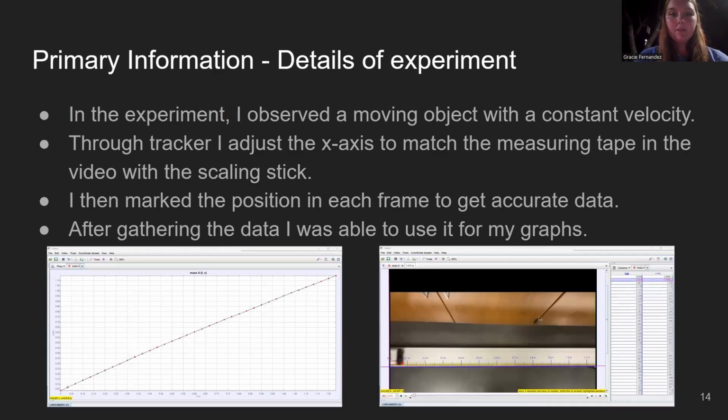In the experiment, I observed a moving object with a constant velocity and collected the data through Tracker. I adjusted the x-axis to match the measuring tape in the video with the scaling stick, and then marked the position in each frame to get accurate data. After gathering the data, I was able to use it for the graph.